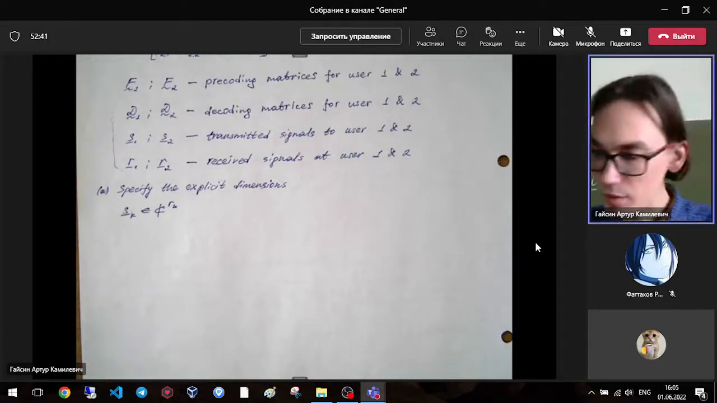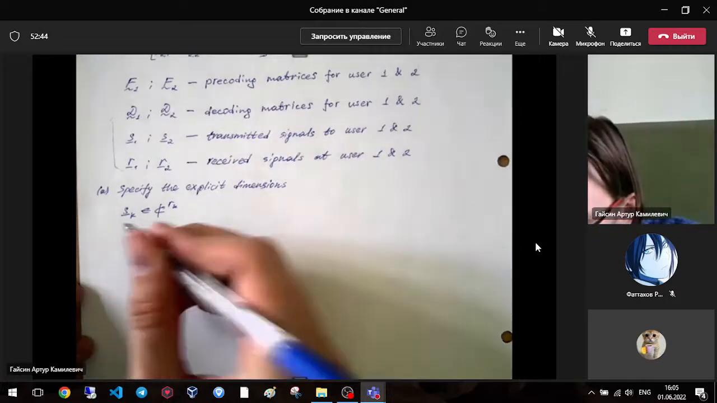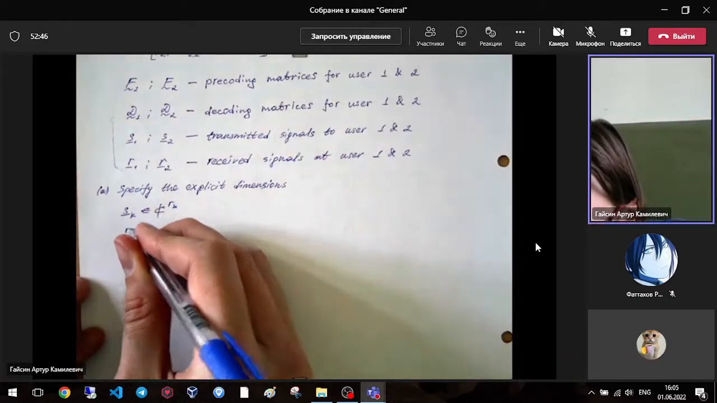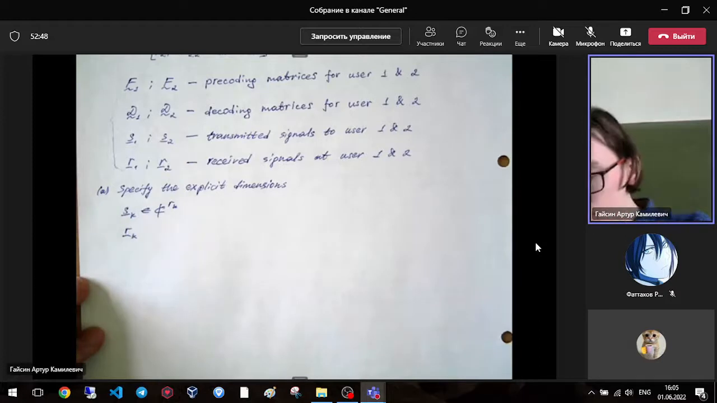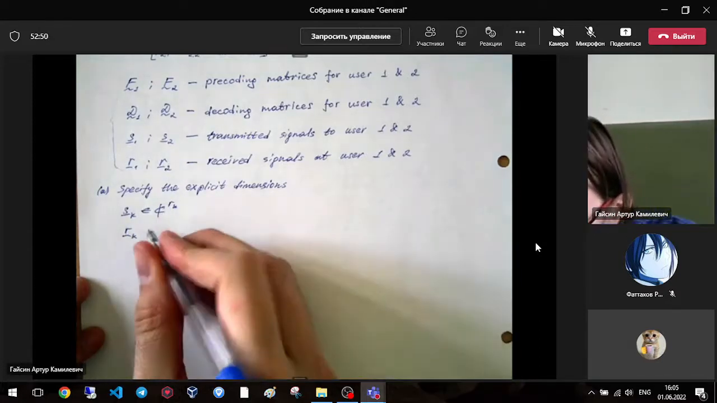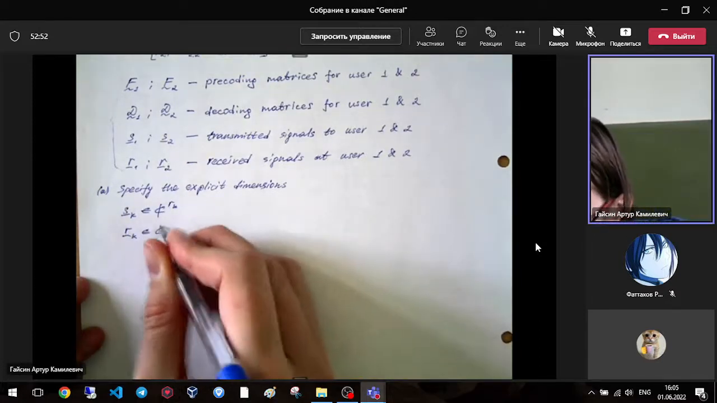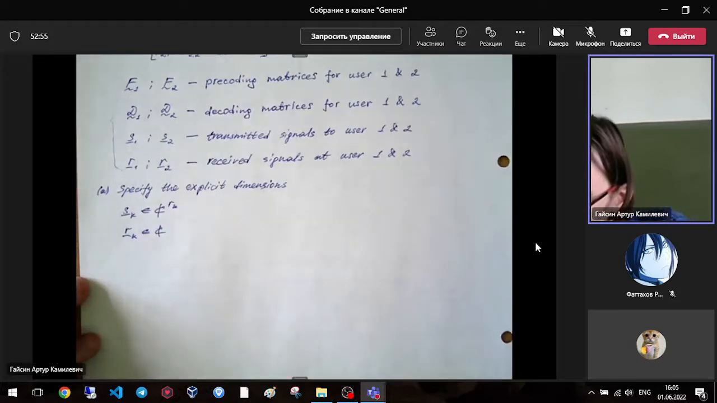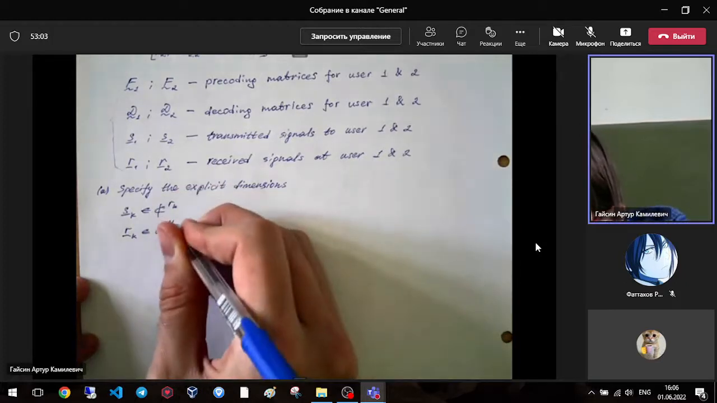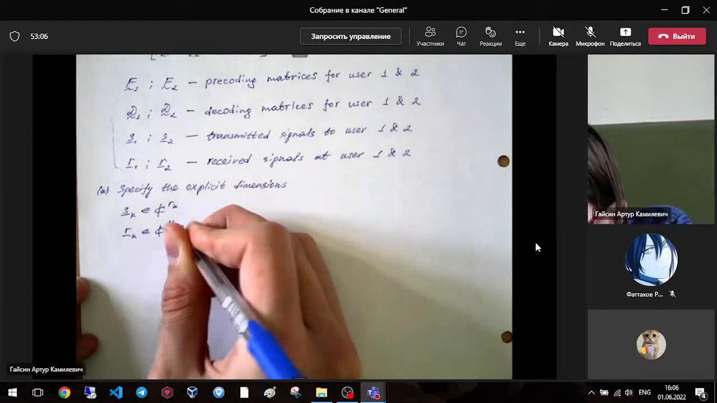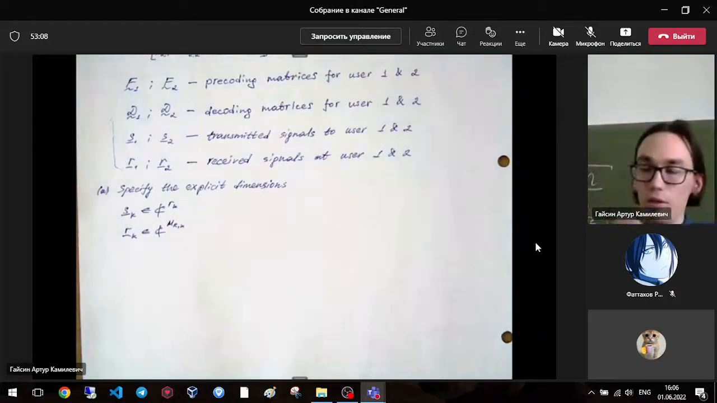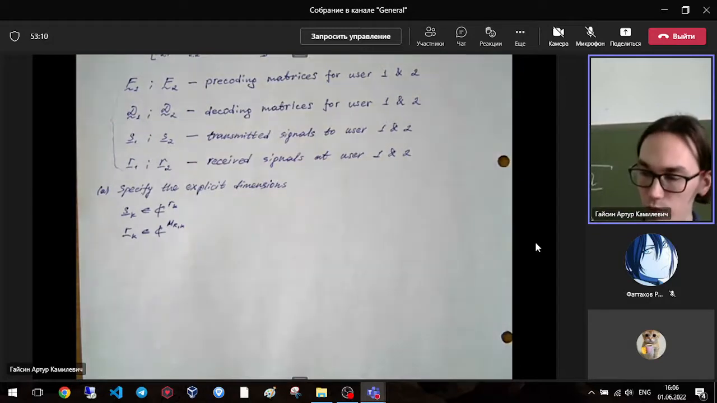I think we can say that these received signals is equal to the number of receive antennas or less than number of receive antennas. So MRK, it is the main constraint. So it is equal to from 1 up to number of receive antennas at each user.